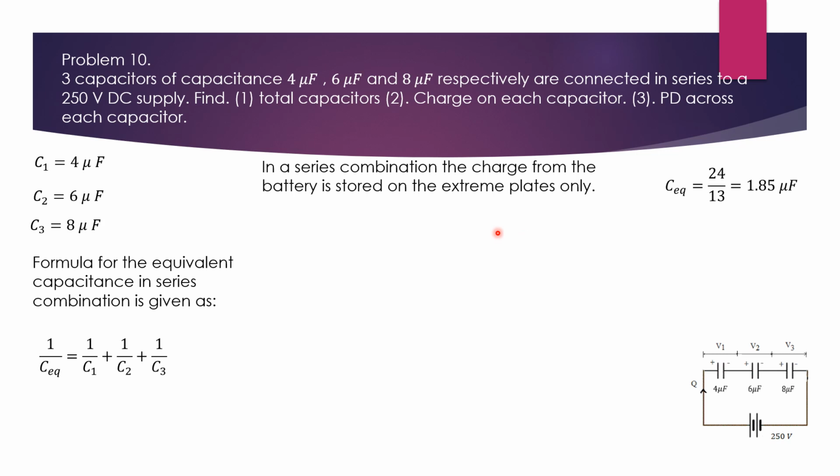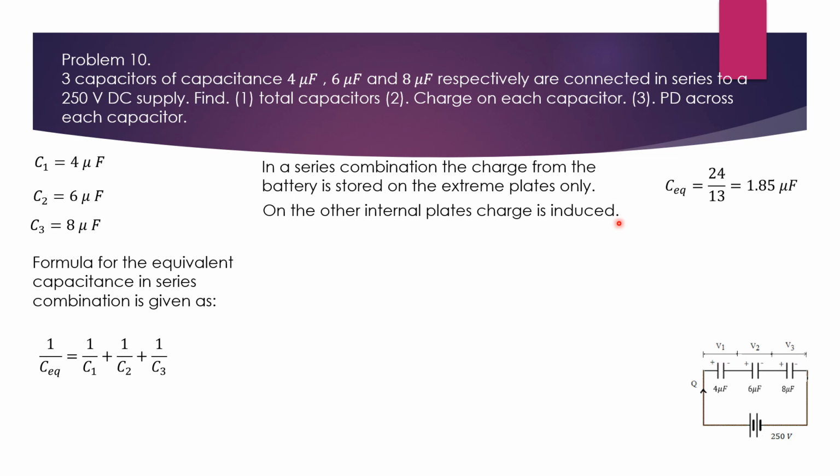Now, in a series combination, the charge from the battery is stored on the extreme plates only. Remember, the battery will store charge on the extreme plates only. Charge cannot flow through the capacitors. Capacitors are open for the DC source.